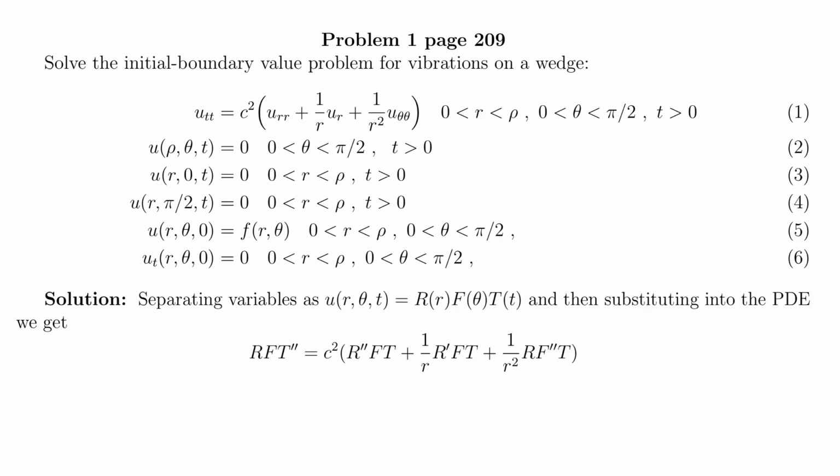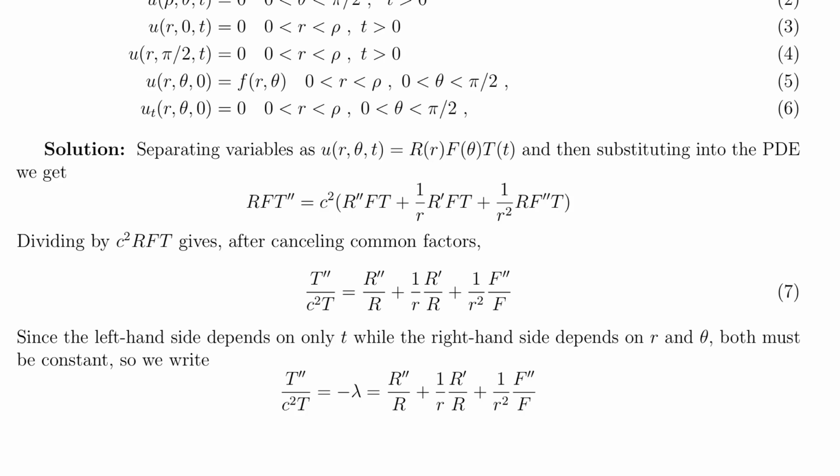The method of solution is, of course, the method of separation of variables, where we'll write our function u of r, theta, and t as the product of R of r times F of theta times T of t, and substitute into the PDE, and we get the equation at the bottom of the slide. The next thing to do is to divide by c squared R F T and cancel common factors to get equation 7.